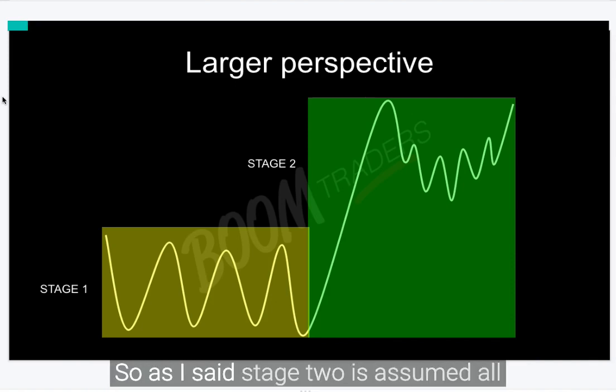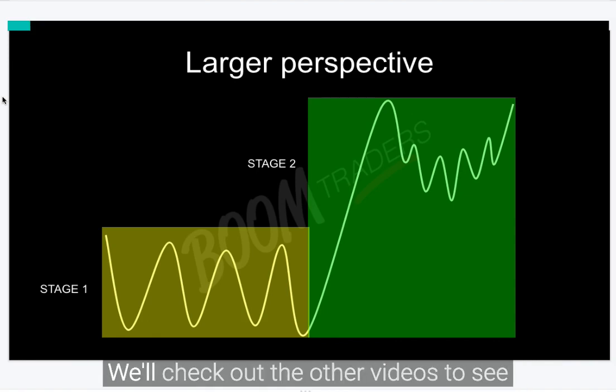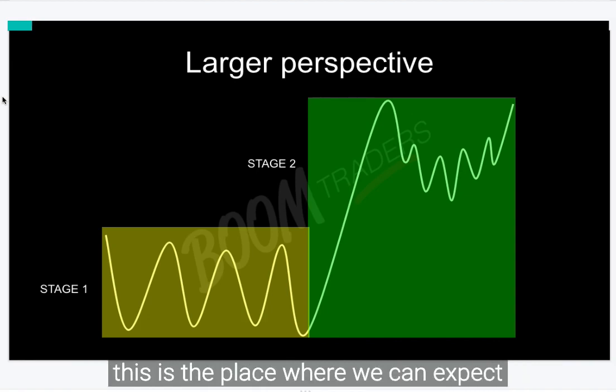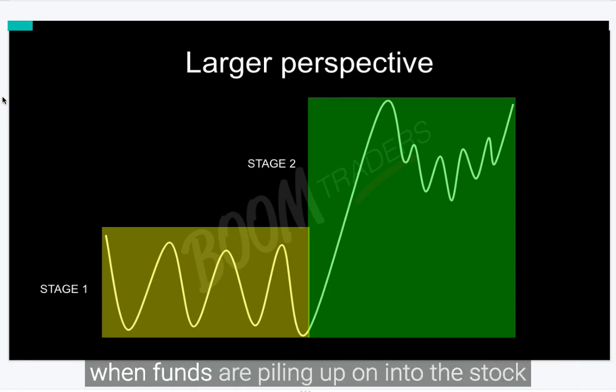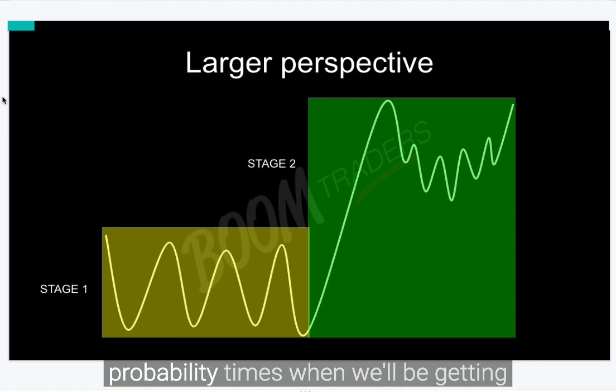So as I said, stage 2 is assumed all the way throughout the video, and we always want to put that into perspective. Why do we look for stage 2 uptrends? Well, check out the other videos to see why it is so important. But in a nutshell, this is the place where we can expect institutional support. This means funds are piling into the stock and pushing the price up and up and up. These are the highest probability times when we will be getting an upward movement in the stock.